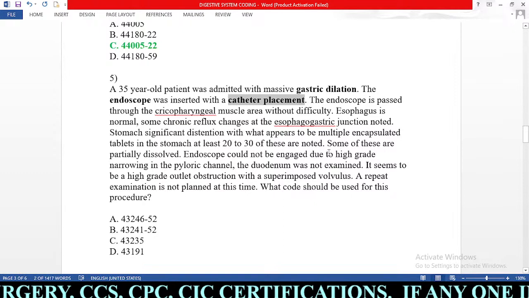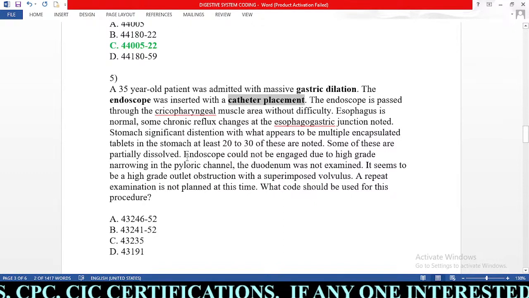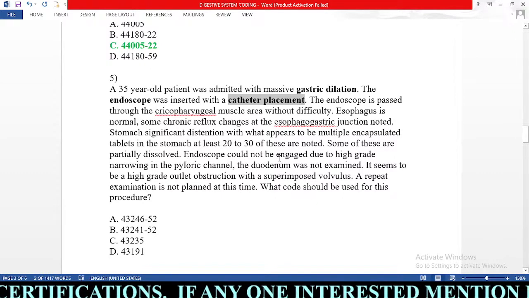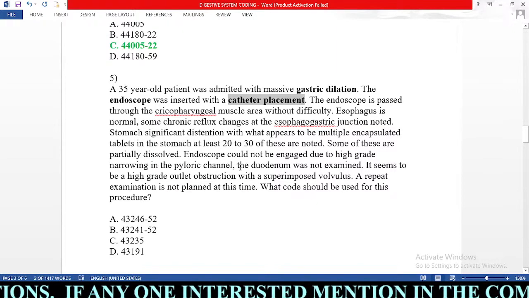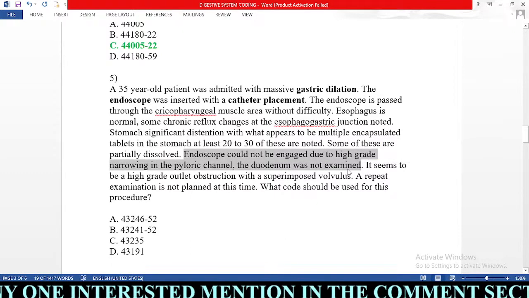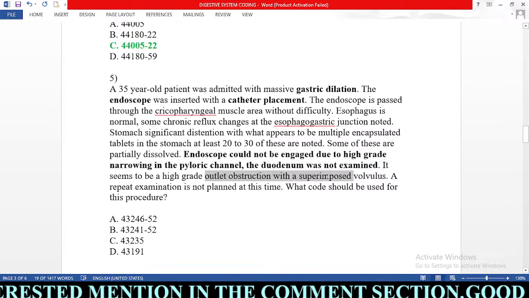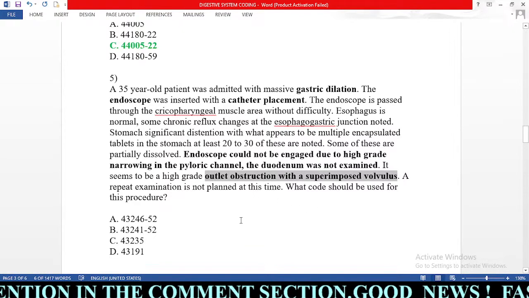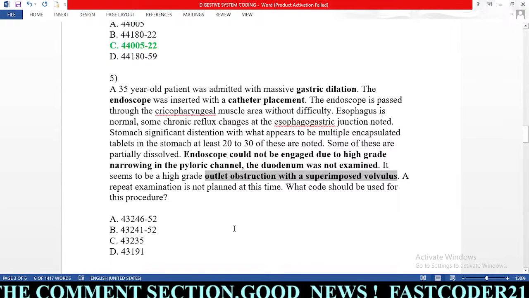Some of these are partially dissolved. So basically, the patient has consumed a few tablets. The endoscope could not be engaged due to high-grade narrowing in the pyloric channel. The duodenum was not examined. Here it is the most important keyword. It seems to be high-grade outlet obstruction with a superimposed volvulus. A repeat examination is not planned at this time. What code should be used for this procedure?